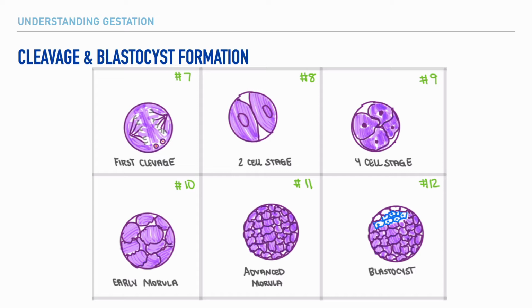Now first, let's define the term cleavage. Here, it's a reference to a number of cell divisions that occur right after fertilization. And it's also here, in step 7, that we move into the first cleavage, which means that our zygote is in cytokinesis. It's in the process of splitting into the 2 daughter cells that we see in step 8, which we refer to as the 2-cell stage.